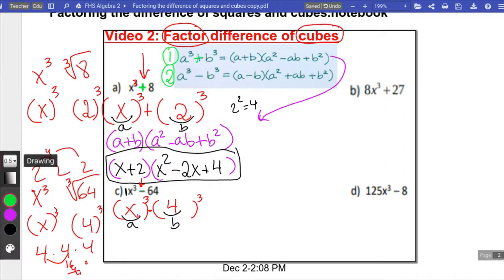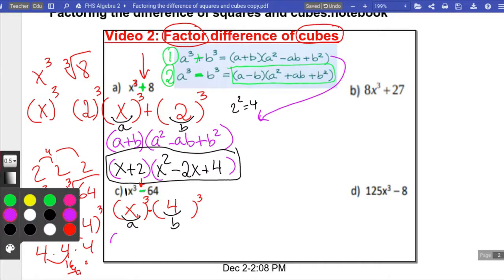Well, based on this minus right here, I should be using the second one right here. That's what I'm going to use. So rewrite that formula real fast. Just write it: a minus b, and then a squared, this time plus a times b, plus b squared. This formula.